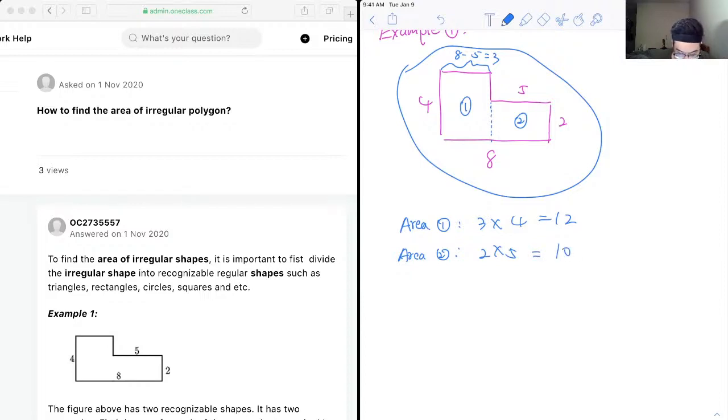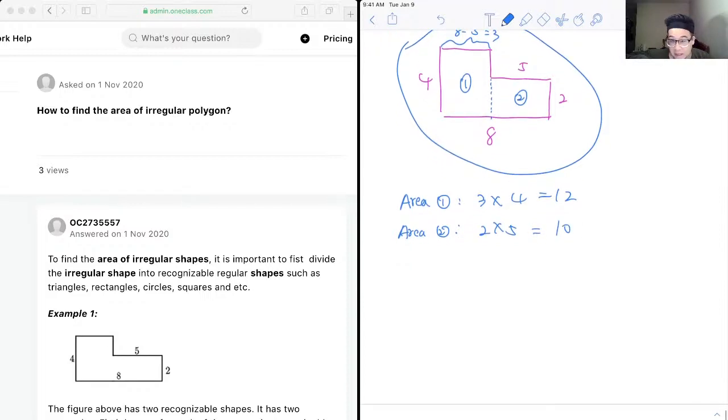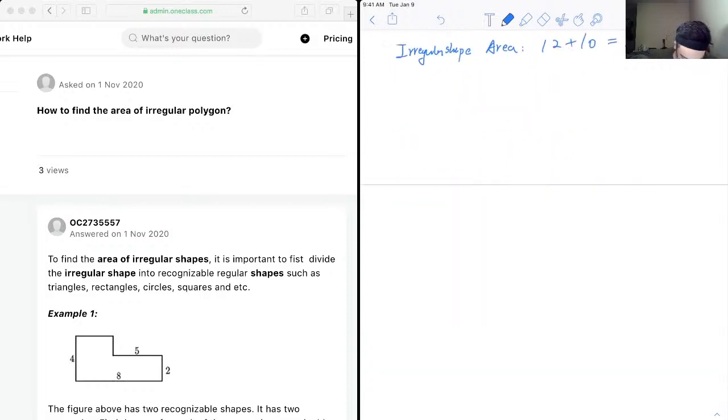Okay, and the last step will be just adding them together. So the irregular shape area will be equal to 12 plus 10, which is equal to 22. So that's how we find the area for irregular shapes. And let's try another example.